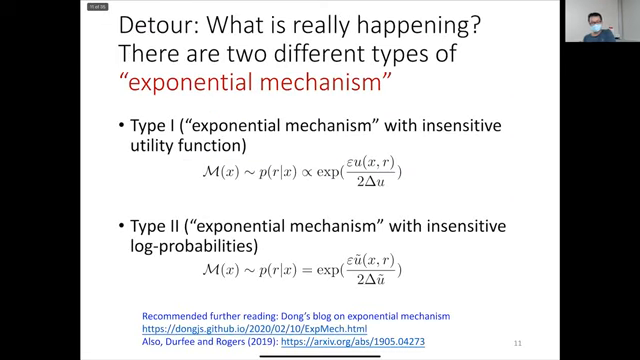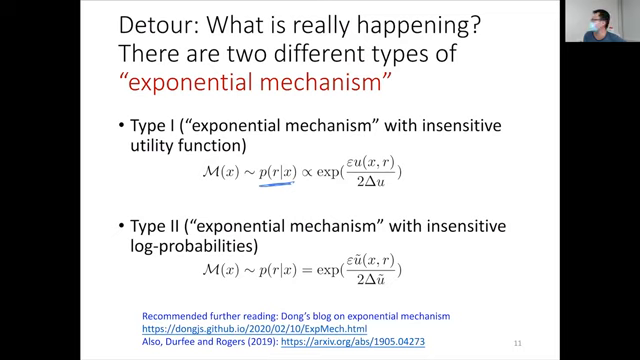Okay, so what's really happening is the following. There are two different types of exponential mechanisms that people often confuse with each other, because to define the same distribution, there are multiple different ways of choosing this utility function. It is entirely possible that you choose this u to be one thing, and you choose this u to be something completely different. And at the end of the day, you are getting the same output distribution.